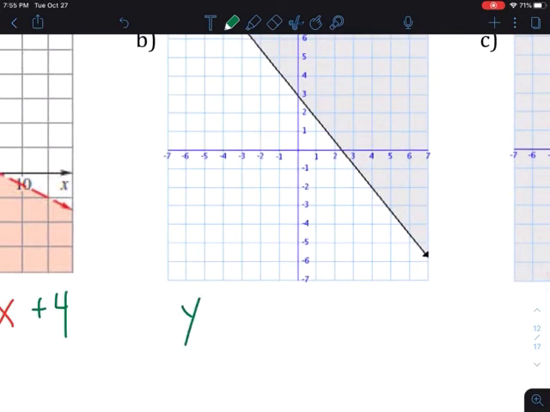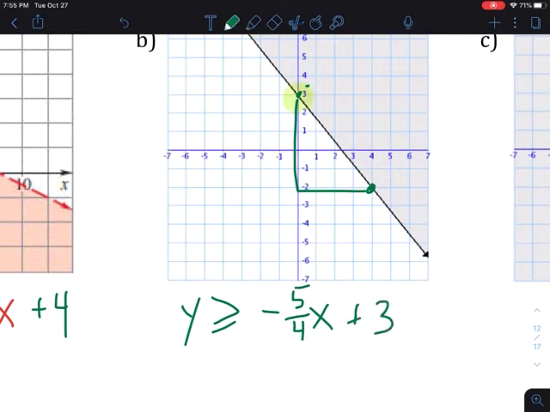y is solid shade above, so greater than or equal to. We need a couple points for the slope, so say here and here, pretty far away. That's a negative, and it's going down 5 over 4. Attach the x with the slope, and then the y-intercept is right here at 3, plus 3.